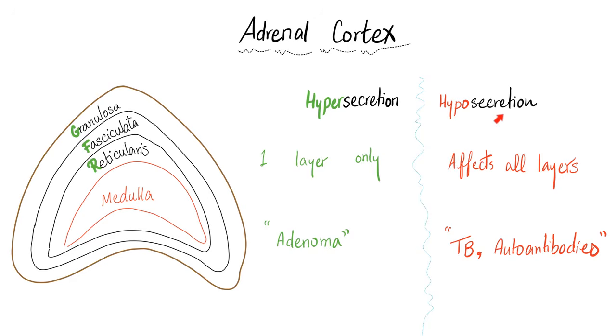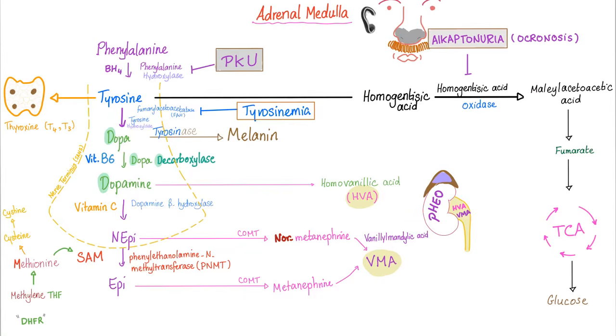But if it's hyposecretion, it's usually affecting the entire gland or the 3 layers. Like why? Because look at the cause, tuberculosis. Do you think the nasty bacteria called Mycobacterium tuberculosis cares? No, they're floating through the bloodstream and they're gonna destroy everything. Autoantibodies in Addison disease. Do you think they give a rip? No, these are systemic antibodies floating throughout the circulation. They will destroy everything. How about metastatic cancer coming from somewhere else? It's gonna destroy everything.